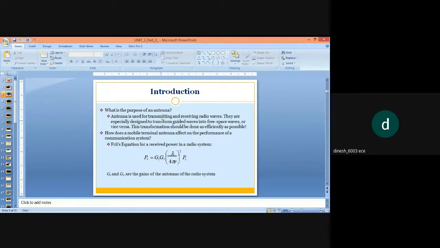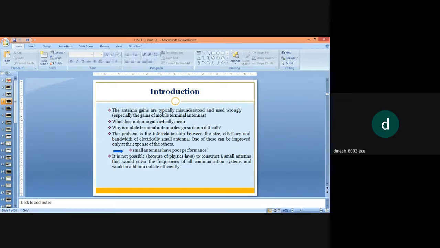So the next question is, how does the mobile terminal antenna affect the performance of a communication system? The mobile terminal antenna, which is used for mobile communication, uses the Friis equation for received power in any electromagnetic wave system, which we call a radio system. The received power PR will be equal to GT GR lambda divided by 4 pi R, the whole square, into PT. PT is the transmitted power, PR is the received power, GT is the gain of the antenna at the transmitter, GR is the gain of the antenna at the receiver, lambda is the wavelength being used, R is the distance between the transmitter and the receiver.